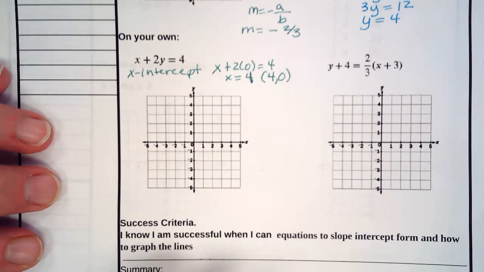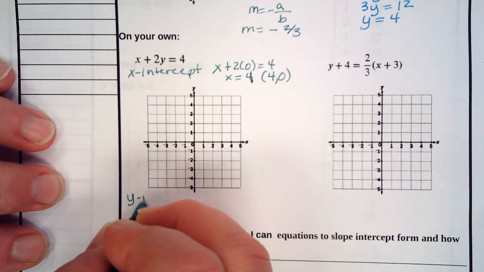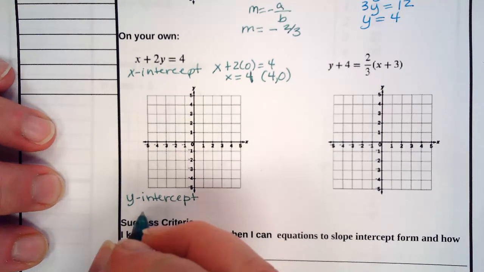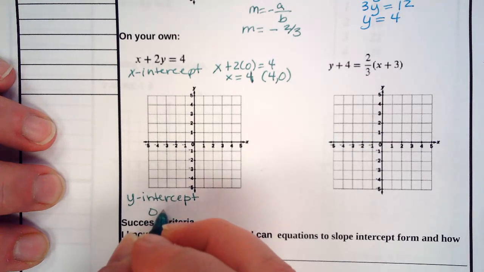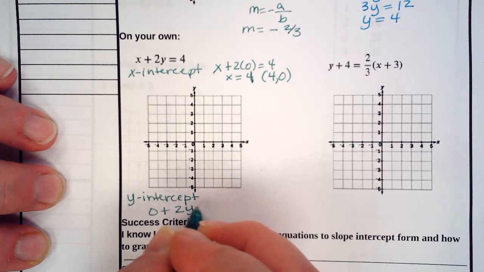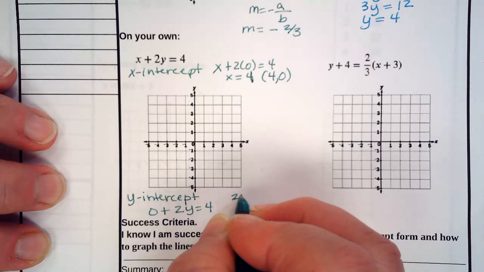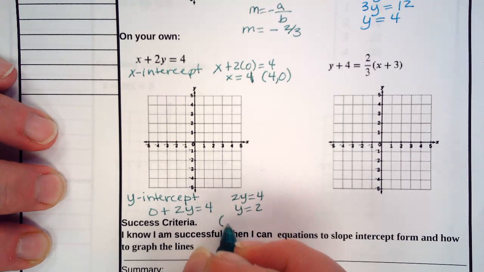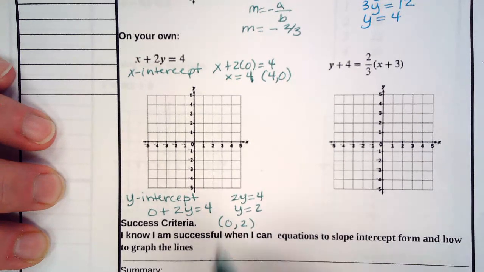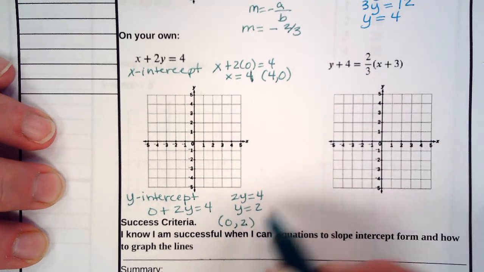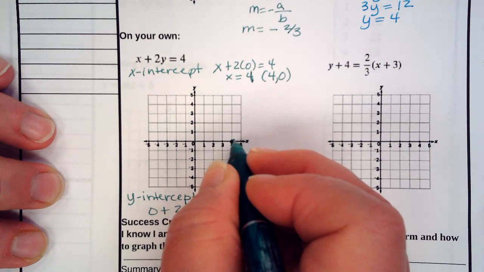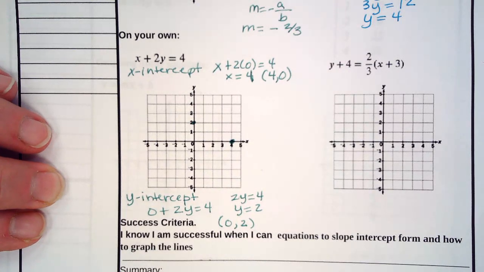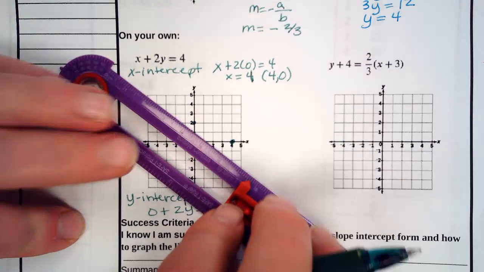Okay, find my y-intercept. 0 plus 2y is equal to 4. 2y is equal to 4, and y is equal to 2. This is the point 0, 2. I now have 2 points I can graph. 4, 0 is right here. 0, 2 is right here. Draw the line in between, and you are done.